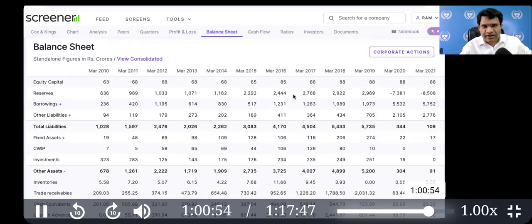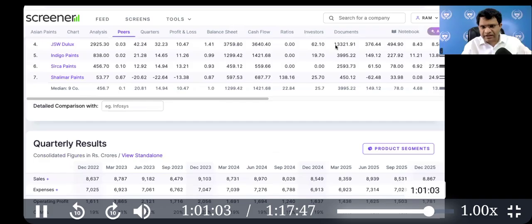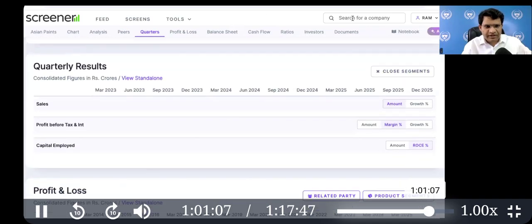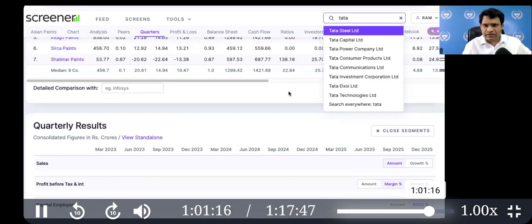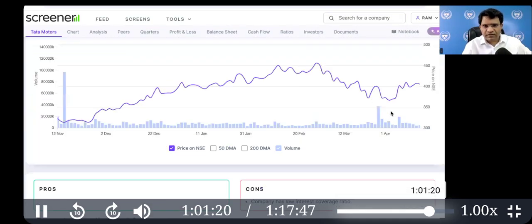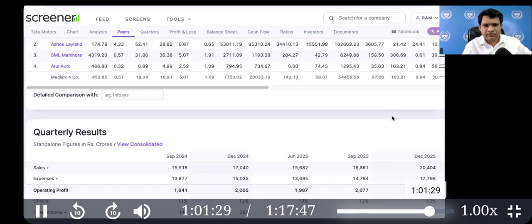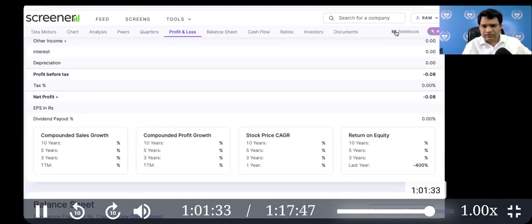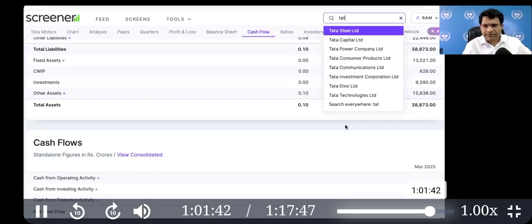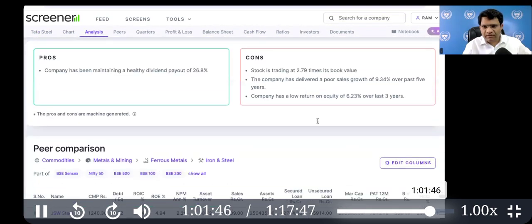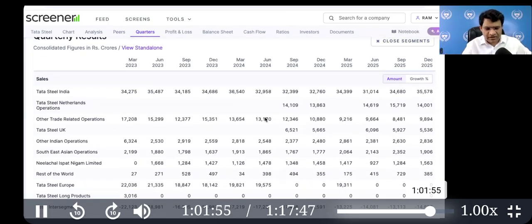I will show Asian Paints. Go and find the segments, what they are selling. Product segments. Okay, so there is only one segment here, of goods and services. Let's take Tata Motors. Where did Tata Motors go? Yes, it is not there for Tata Motors. What is there for Tata Steel? Product segment. So you see what products and services they are selling.